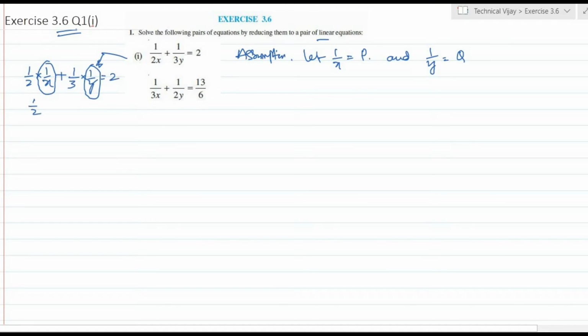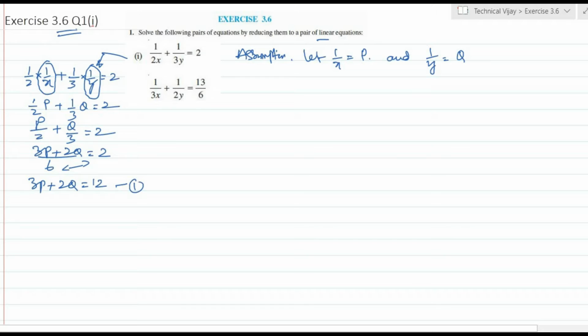So 1 by 2 into p plus 1 by 3 into q is equal to 2. So this can be written as p by 2 plus q by 3 is equal to 2. So now we can take the LCM, which is 6: 3p plus 2q is equal to 2, and with cross multiplication, 3p plus 2q is equal to 12. So this we can call equation 1.